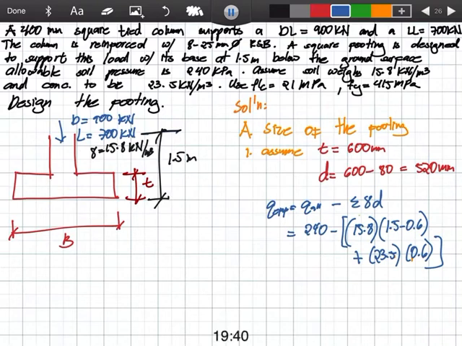Okay, may calculator. Yung calculator, gawin nyo to. 1.5 minus 0.6 plus 23.5 times 0.6. So, Q effective is 211.68 kPa. Para saan ito?